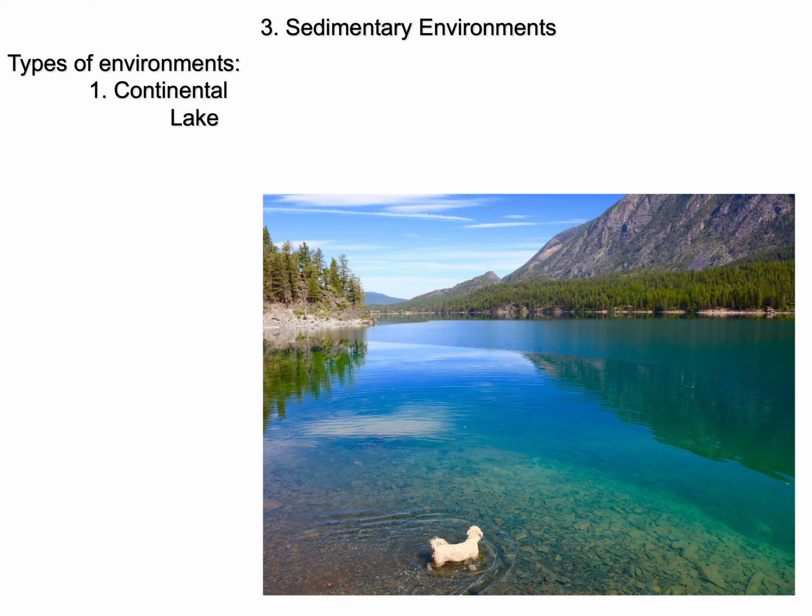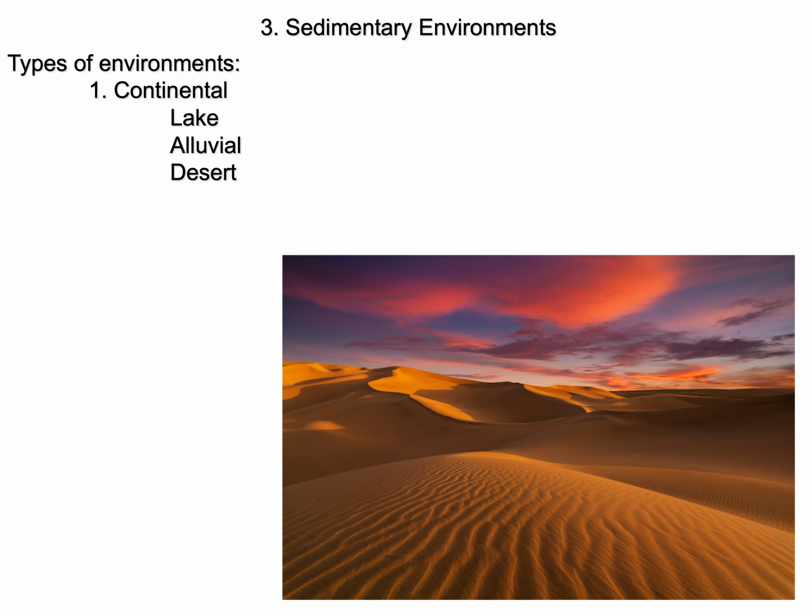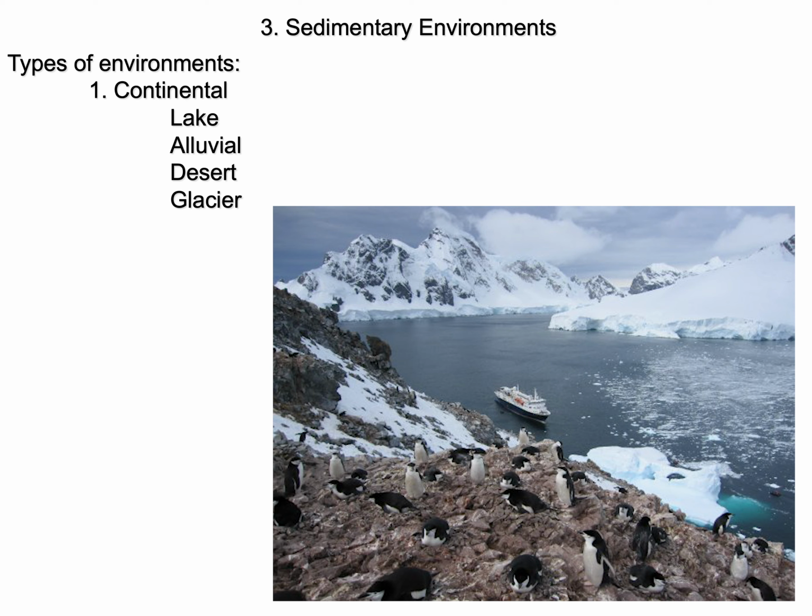We can subdivide the bulk of the types of sedimentary environments into components, categories. The first types of sedimentary environments we'll talk about are continental. These include lakes, like Premier Lake seen here, alluvial environments like Death Valley, desert environments like the Sahara, and glacial environments like that seen here in Antarctica.